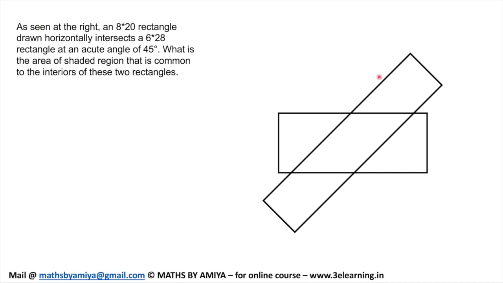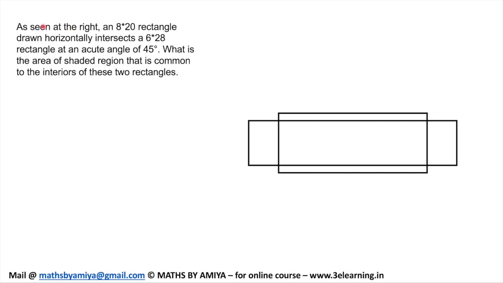We have the figure in which our dimensions are 8, this one is 20, this one is 6, and this one is 28. Intersect at 45 degrees. So all the acute angles are 45 degrees. The question might come if we rotate by 45 degrees. So this one is given as intersect at 45 degrees, and we know each acute angle at the intersection points is 45 degrees.